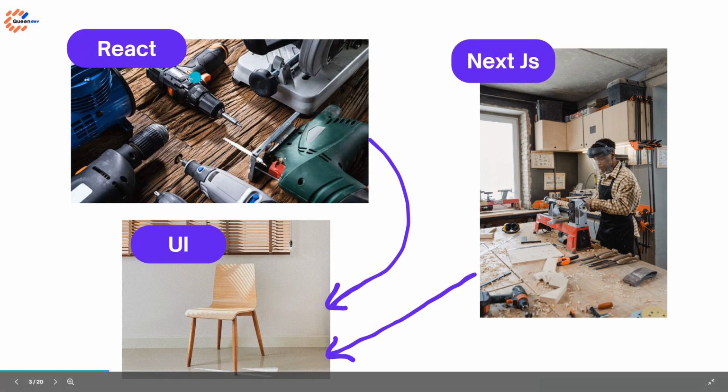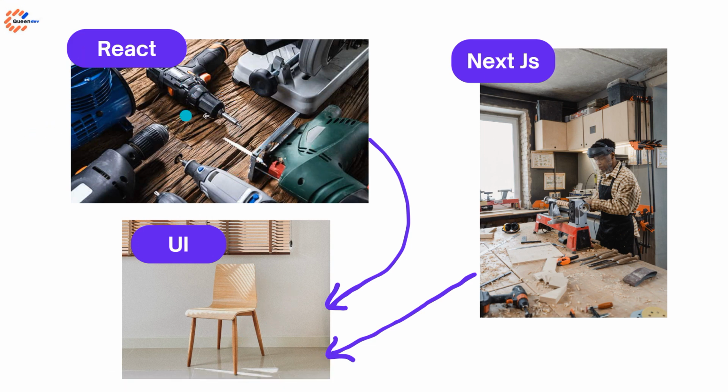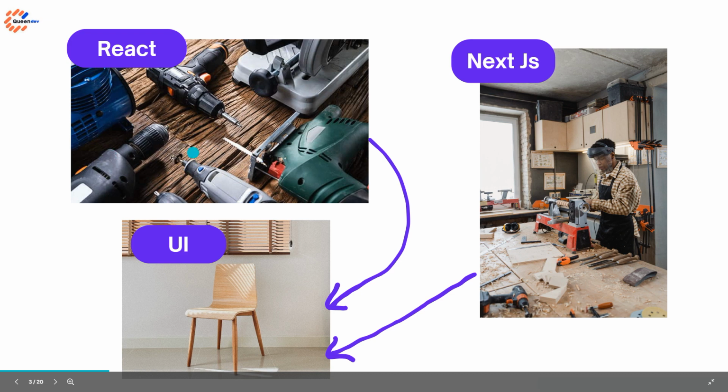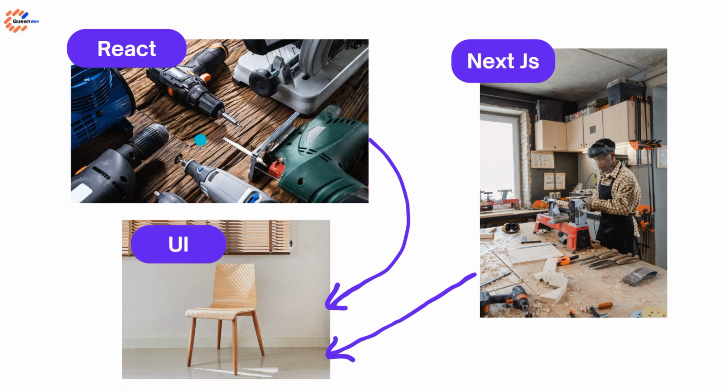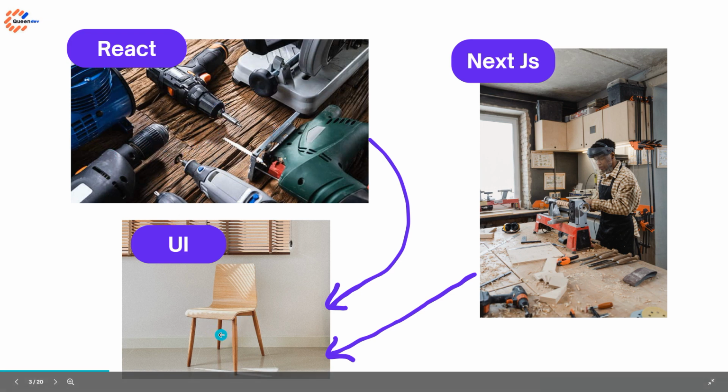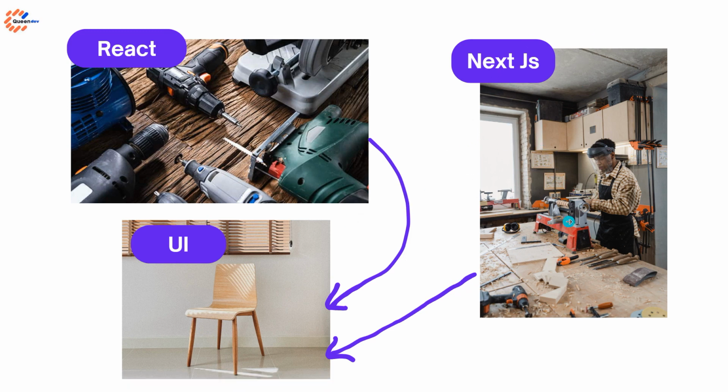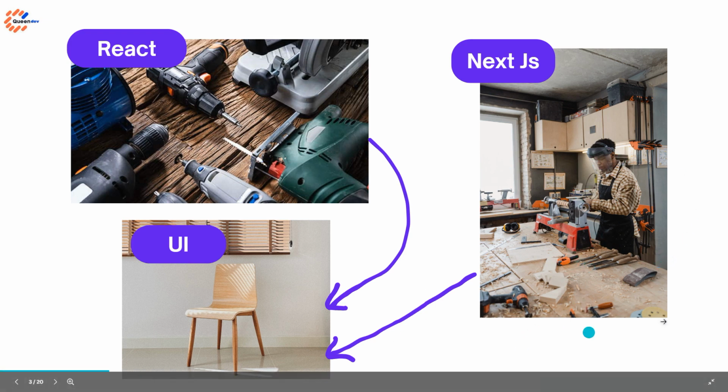It has a saw, it has a drill, it has screwdrivers. So it has everything you need in order to build this chair. It simply provides the building blocks of crafting a chair like this. But with Next.js, you see that it's a full workshop. It's a full carpentry workshop that is equipped with some high quality tools, and it is well structured.